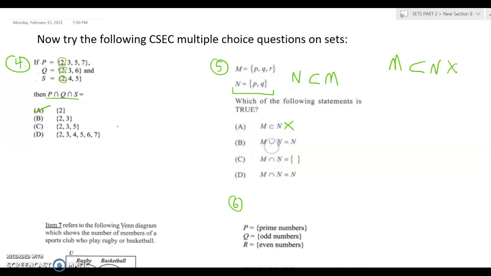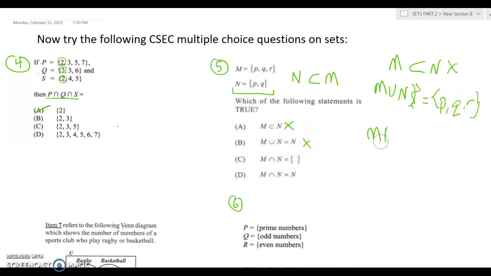M union N. If they say the union of the two sets, it's going to give me back set N, but that's not true as well. M union N, if we had to write it out, would be P, Q, and R, which is not set N, so that's wrong as well.